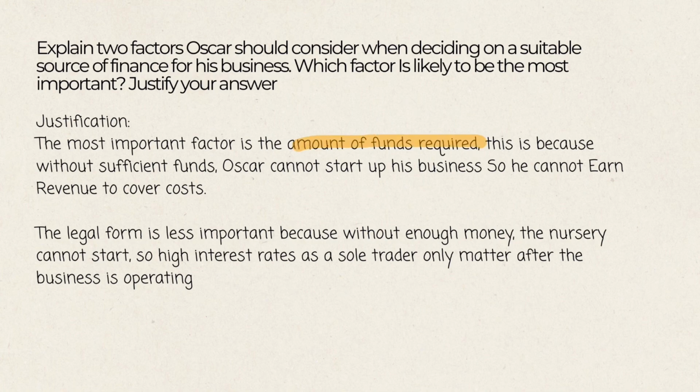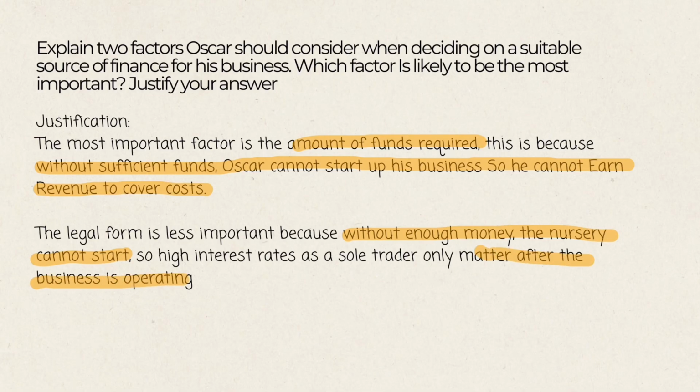The first line here, I have clearly made a decision, and it is justified by saying, without sufficient funds, Oscar cannot start up his business, so he cannot earn revenue to cover his costs. Then for the second evaluation point, I've stated why legal form is less important because without enough money, the nursery cannot start. So high interest rates as a sole trader only matters after the business is operating. So that's a clear justification of why legal form is less important than having the right amount of funds.